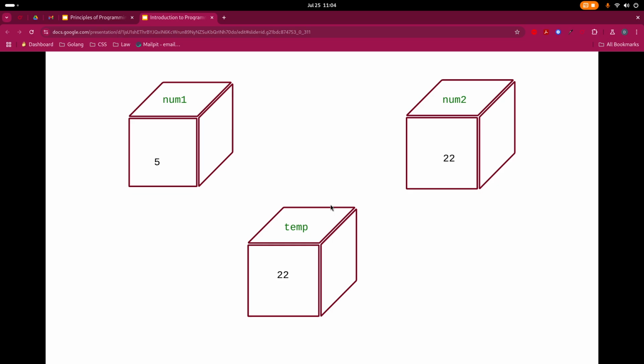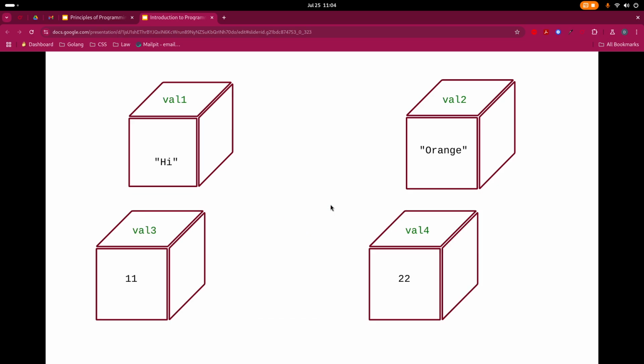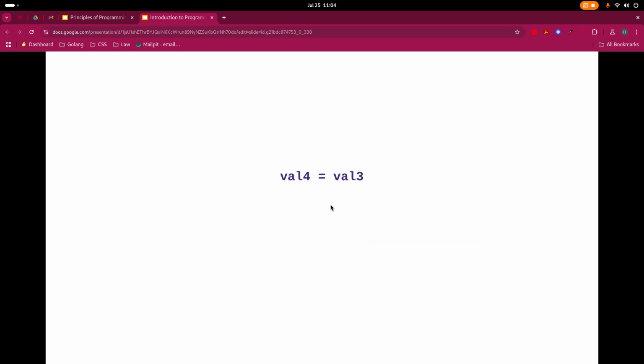Okay, so with that in mind, let's do a quick exercise. Let's test your understanding. I currently have 4 variables, aka boxes. The first box is called val1. It has high in it. Val2 has orange in it. Val3 has 11 in it, and val4 has 22 in it. So what would happen if I saw this instruction? Val4 equal val3. What does that really mean?